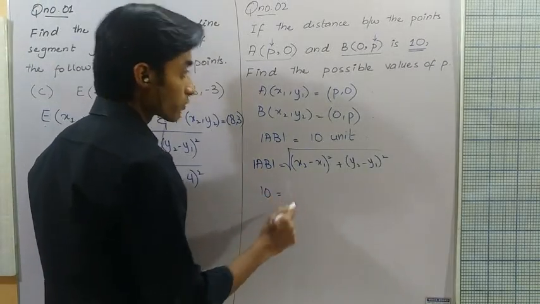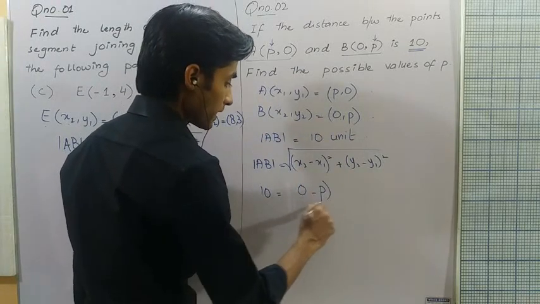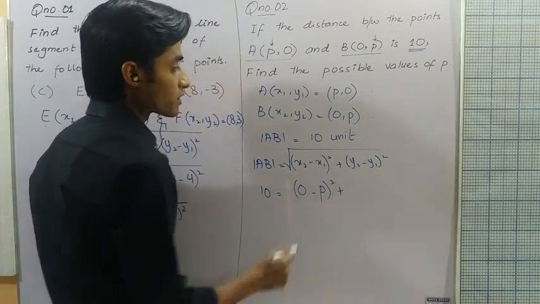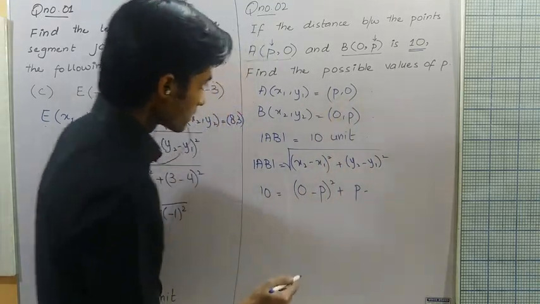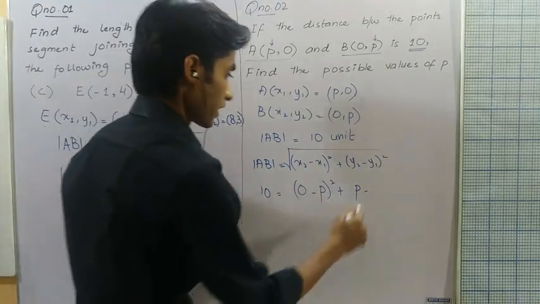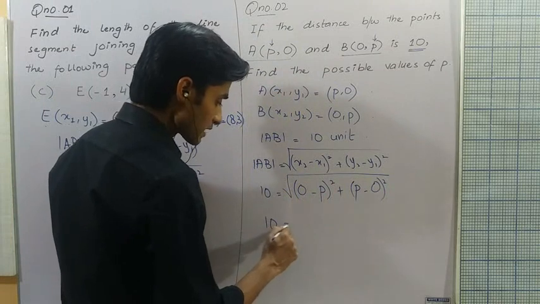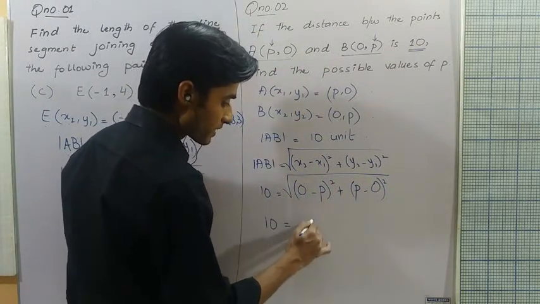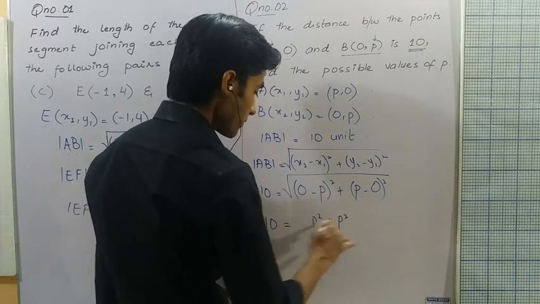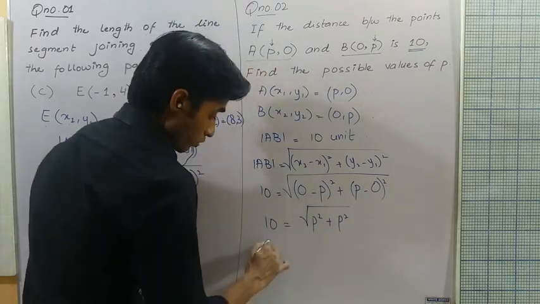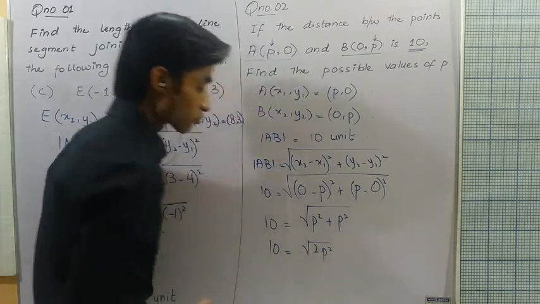AB is 10, equal to the square root of, x2 is 0, 0 minus x1 which is P. Then y2 is P minus y1 which is 0. So P minus 0 whole is squared. I can say 10 is equal to the square root of, 0 minus P becomes minus P, and minus P squared will only be P squared, plus P minus 0 is again P, and P squared becomes P squared. So 10 is equal to the square root of P squared plus P squared, which becomes 2P squared.